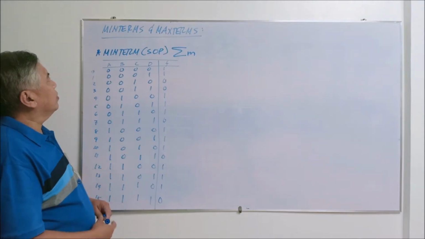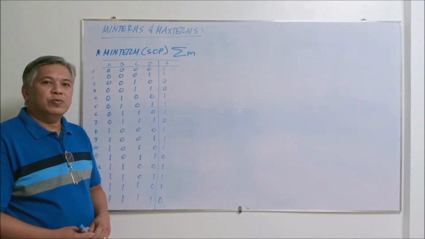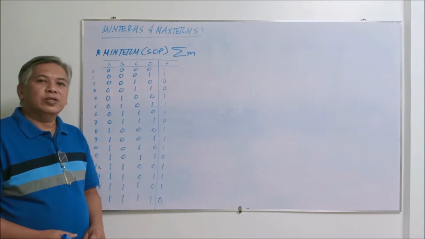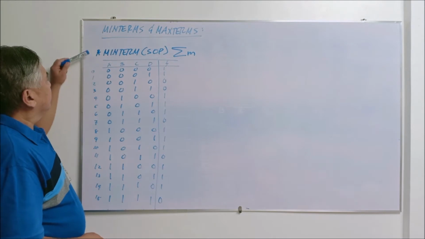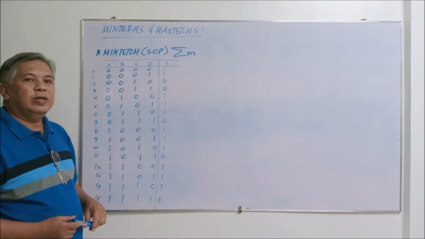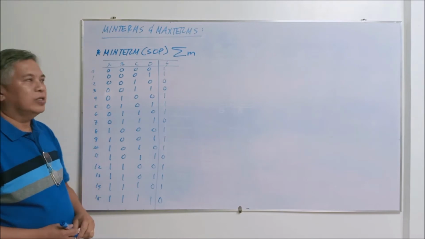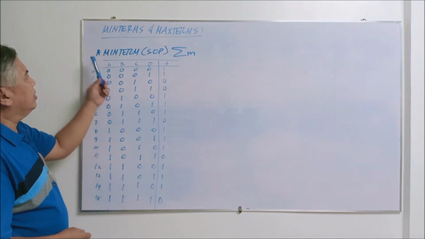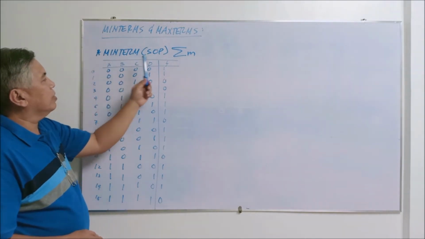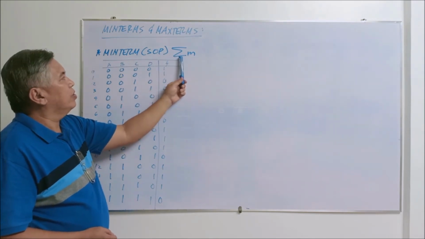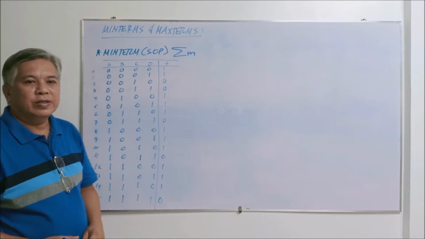So, we go now to Minterms and Maxterms. We are still under the K-map discussion. A Minterm is actually a representation of a sum of product expression, and it is represented by the symbol summation of small letter m.